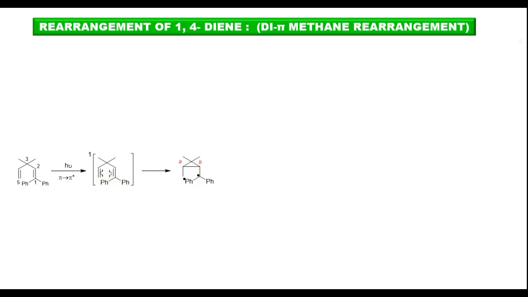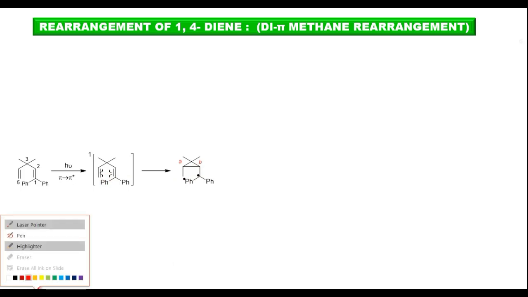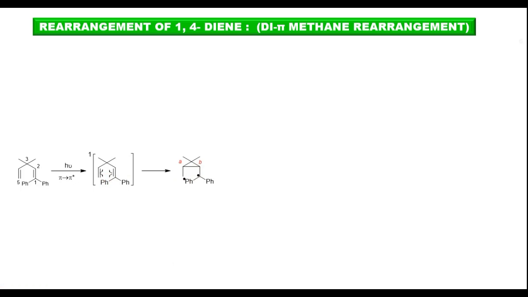Now you can observe here, this radical is a primary radical. What is that radical? A primary radical. Now what about this one?